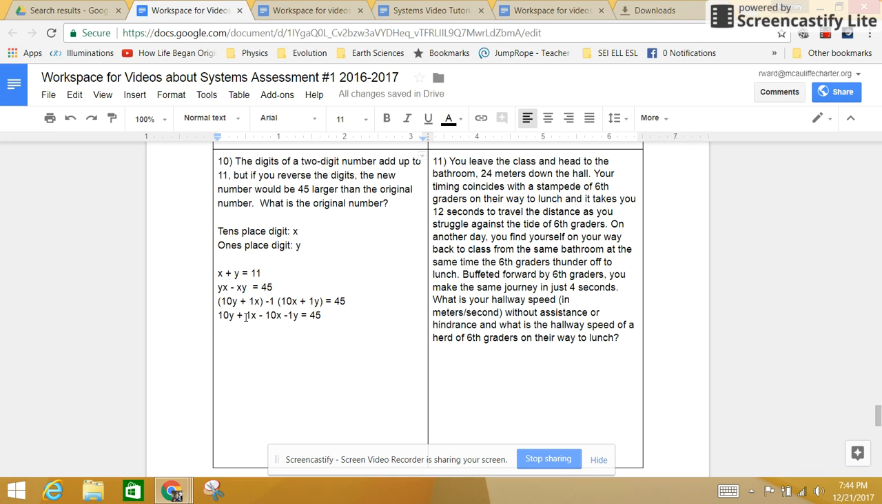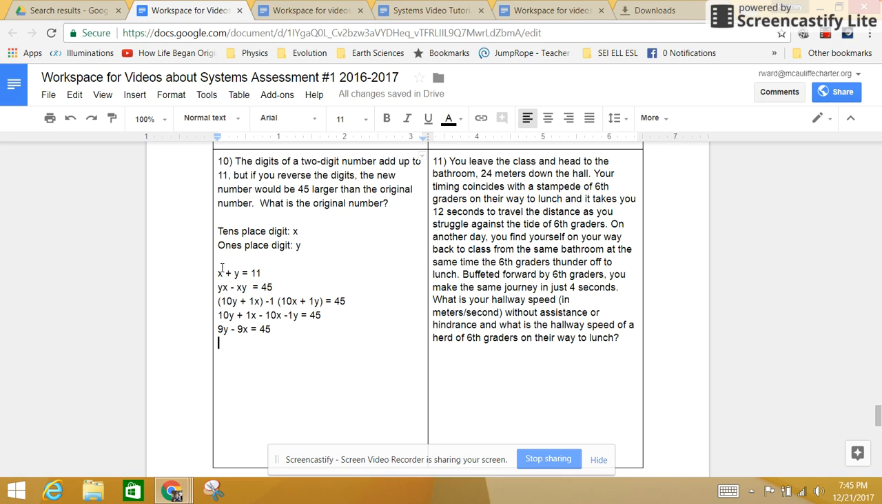So I look through all of this. I've got these like terms, 10y and negative y, and 1x and negative 10x. So I'm going to end up with 9y and a negative 9x, because 10y minus 1y is 9y, and 1x minus 10x is negative 9x. And that equals 45.